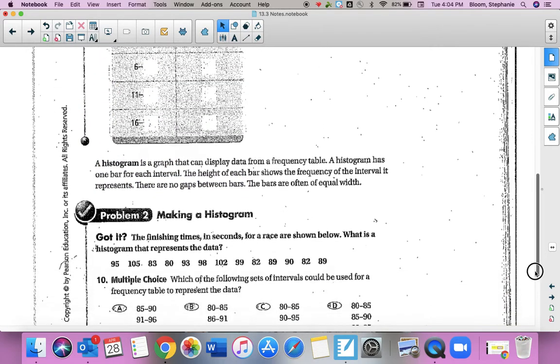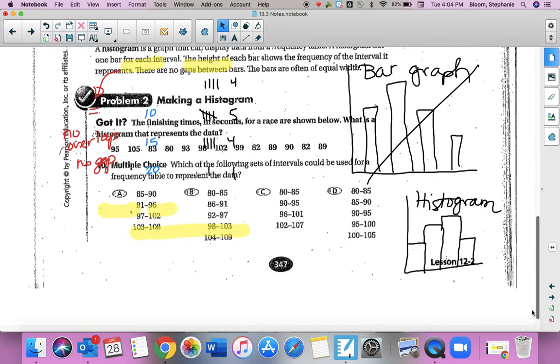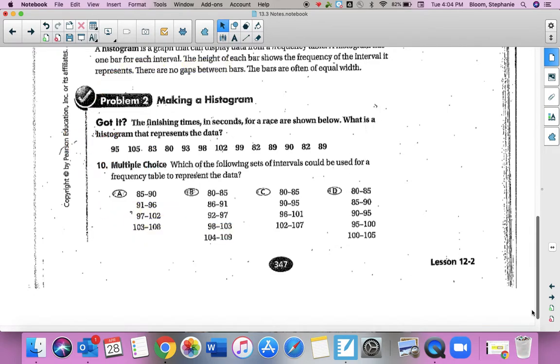So let's look at this second example here. So here's what we have. The finishing times in seconds for a race are shown below. So right here, these are the seconds it took people to finish a race. What is a histogram that represents the data? So the first question is, which of the following sets of intervals could be used for a frequency table to represent the data?